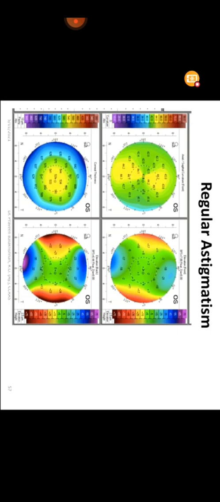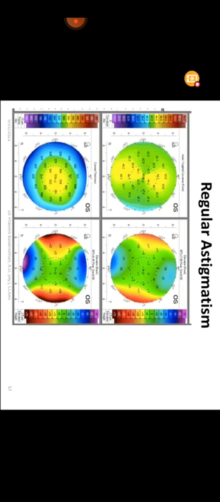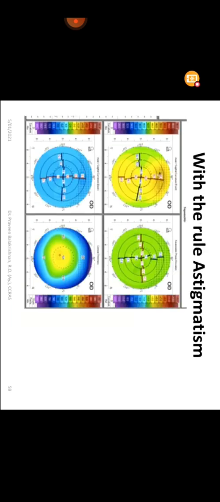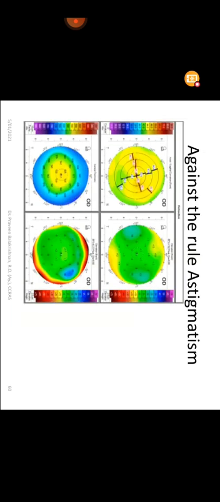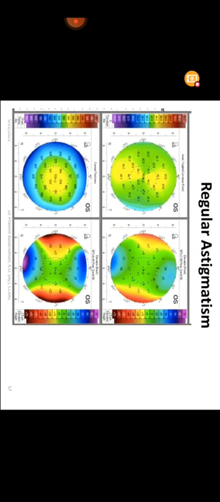And you can see an irregular astigmatism. See here, the bow tie pattern has been lost. Here the bow tie pattern is not as clear as this one. So this is a regular astigmatism and this is an irregular astigmatism. You should note this. And there is with-the-rule and against-the-rule astigmatism. I'm not going deep into it. Just remember these two points, that is irregular and regular astigmatism.